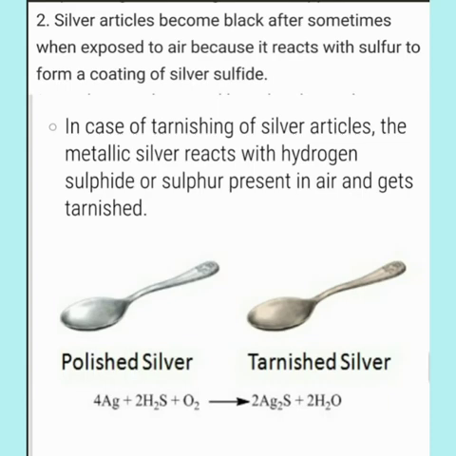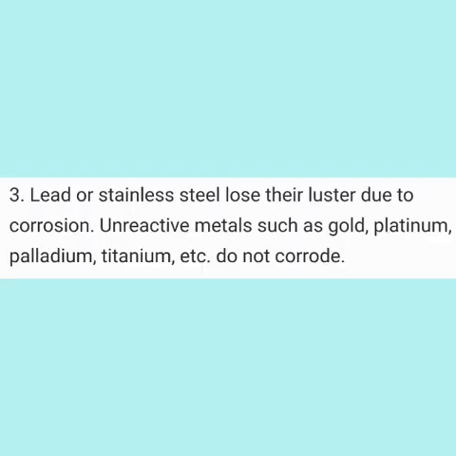Silver articles become black after some time when they are exposed to air because silver reacts with the sulfur or hydrogen sulfide present in the air and forms a black coating of silver sulfide. In the figure, you can see how a polished silver spoon is converted into a tarnished silver spoon. The formula of the black coating of the silver is Ag2S. The name of this black coating is silver sulfide.